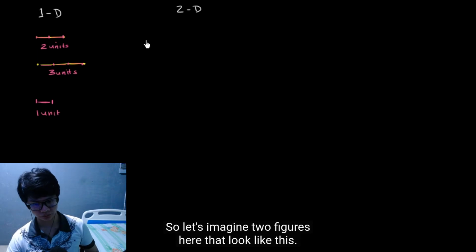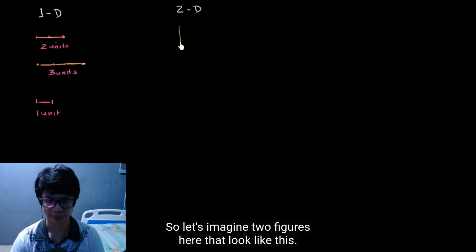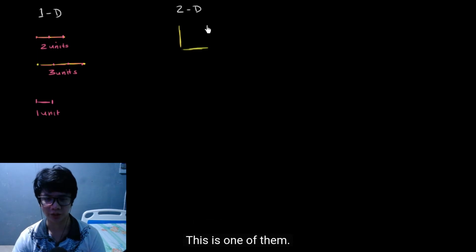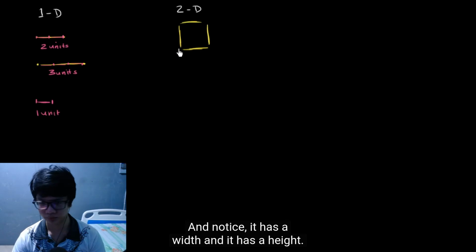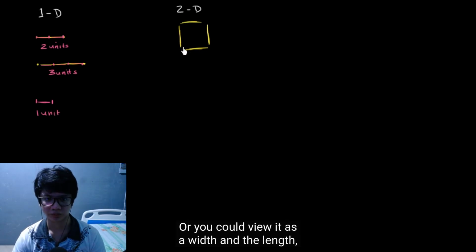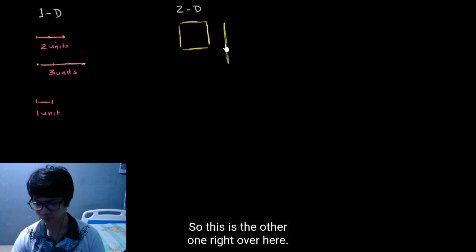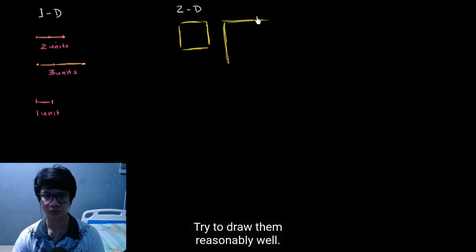So let's imagine 2 figures here that look like this. So let's say this is one of them. And notice it has a width and it has a height, or you could view it as a length and a width, depending on how you want to view it. So let's say this is one figure right over here, and let's say this is the other one right over here. Try to draw them reasonably well.